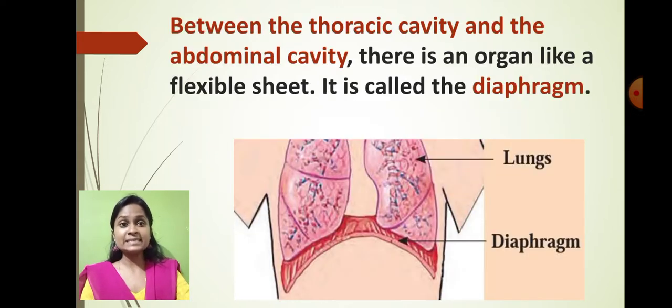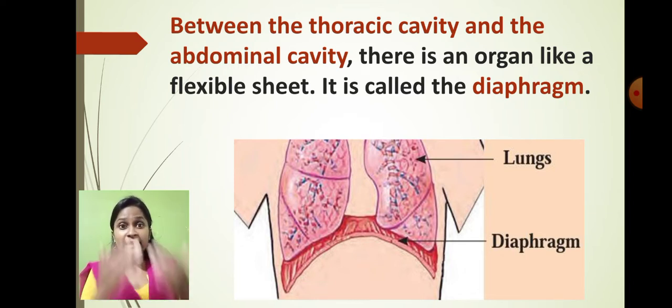So students, I just told you that between the thoracic cavity, thoracic cavity meaning the chest cavity, and the abdominal cavity, meaning the stomach cavity, there is a flexible sheet-like structure, and it is called what? Diaphragm. Okay, but students, do you know that the diaphragm's movement is different in the process of inhalation and in the process of exhalation?